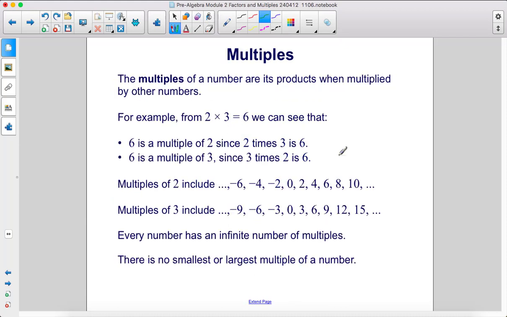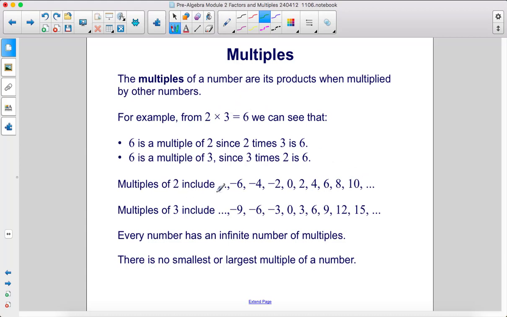The multiples of a number are its products when multiplied by other numbers. For example, from 2 times 3 equals 6, we can see that 6 is a multiple of 2, since 2 times 3 is 6. 6 is also a multiple of 3, since 3 times 2 is 6.